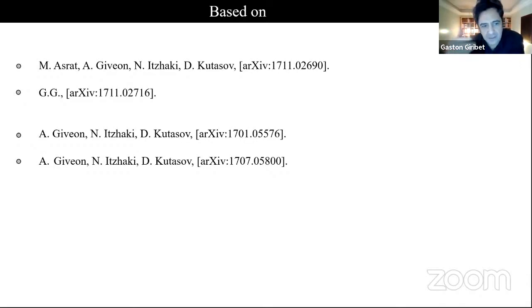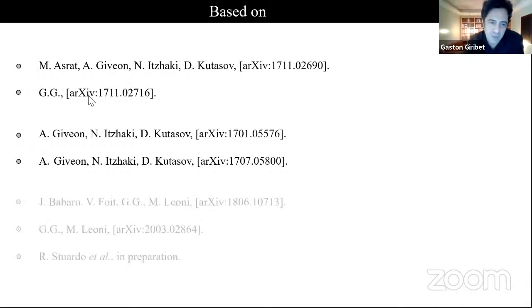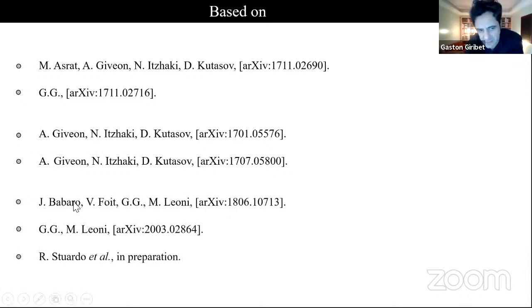But then after that, there's a series of subsequent papers we were working on. This has been in collaboration with Juan Pablo Babaro, a former student of mine, Valentino Foit, a PhD student at New York University, and my friend Matias Leoni, who is my colleague at the University of Buenos Aires. And also, if I have time, I will briefly mention something we are doing with Ricardo Stuardo, who is probably connected and has been participating in the conference. But I will mostly focus on this calculation, and then at the end I will discuss these papers.